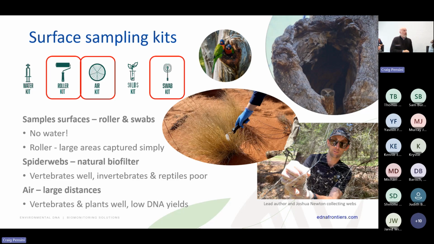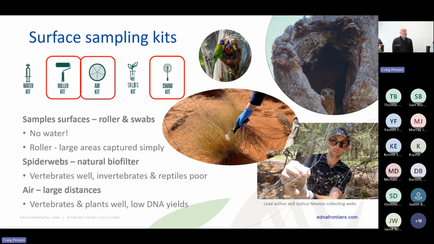There we go. And so some of the other things to sample a terrestrial environment is spiderwebs. So they're nature's biofilter, and showing Josh Newton here, who led this study. Proof of concept was that spiderwebs work really nicely. And they pick up vertebrates really well, but don't get invertebrates, despite the fact they're there to eat invertebrates. I guess the spider's chasing them, but we don't necessarily pick them up so well, and reptiles aren't particularly great.